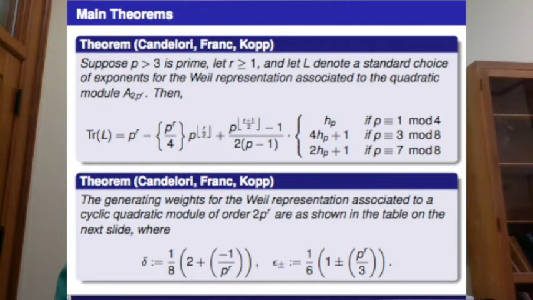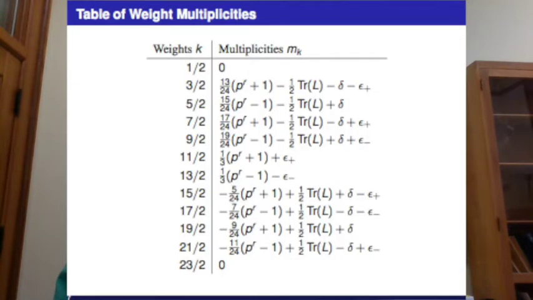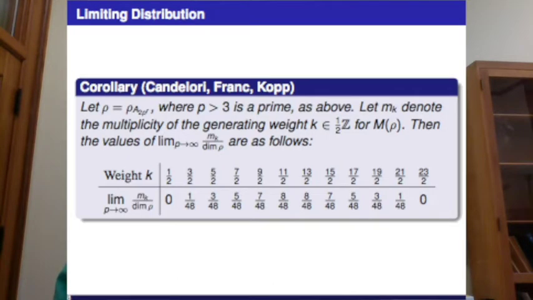The computation of the trace of L leads us to formulas for the multiplicities of the generating weights that involve class numbers of imaginary quadratic fields. We make the observation that no generators appear in weight 23/2, even though general theory doesn't disallow this. Finally, we give the limiting distribution of the multiplicities as p^r goes to infinity.